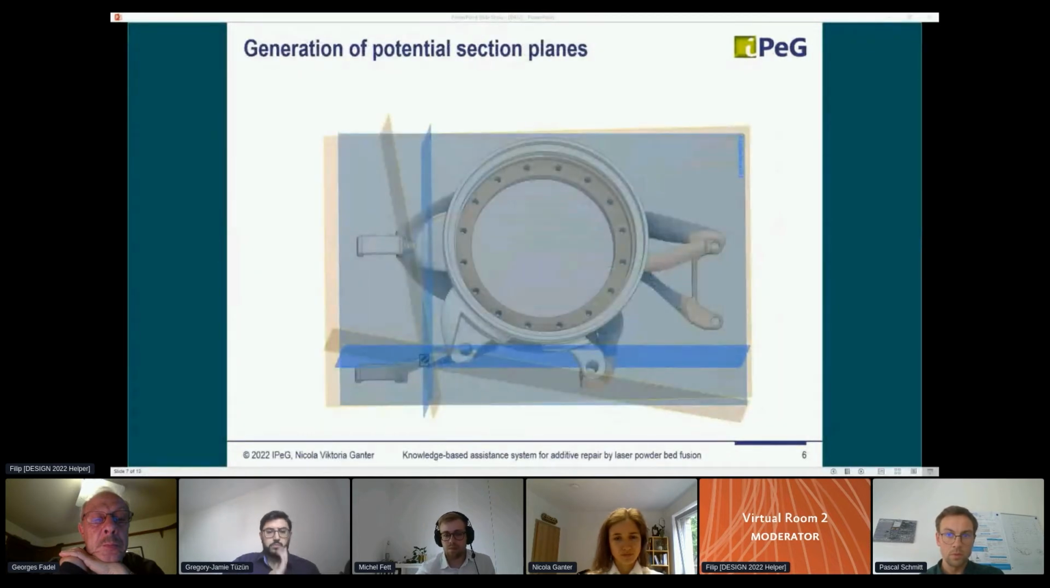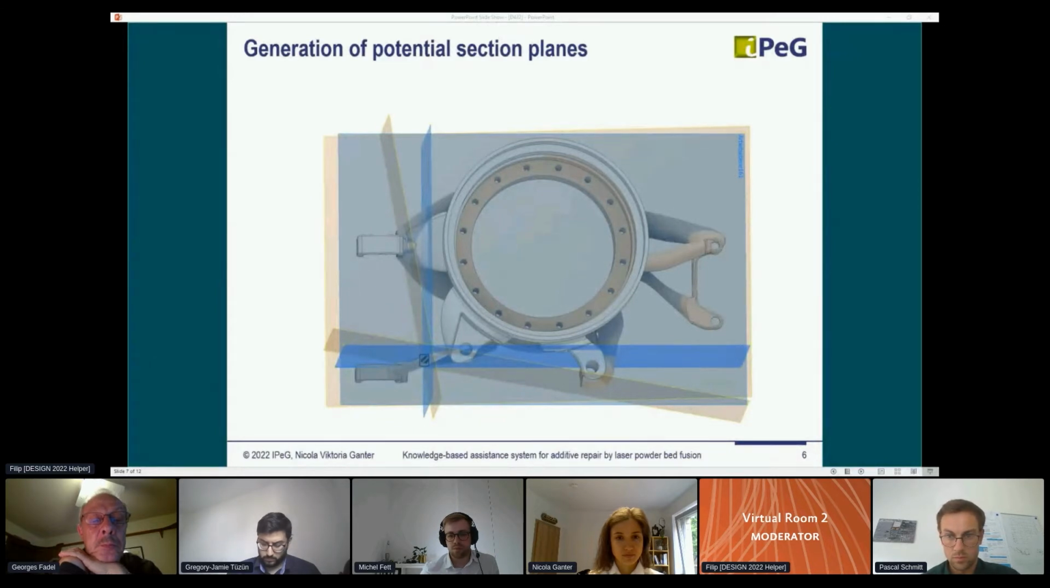Within the system, a large number of section planes is automatically created. The planes are generated in such a way that the error extrusion and the refurbishment extrusion are completely cut off. This slide illustrates 6 of the generated planes. In the following, the generated planes are analyzed with regard to the evaluation criteria. For this purpose, the model is separated at each plane and the volume of the cut-off part is read out.